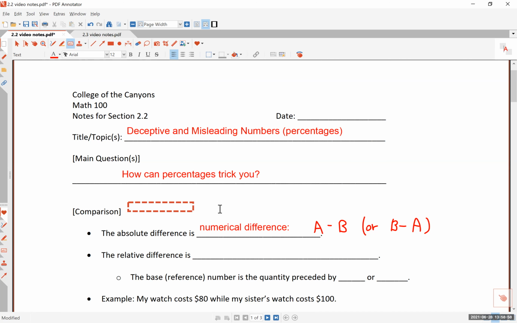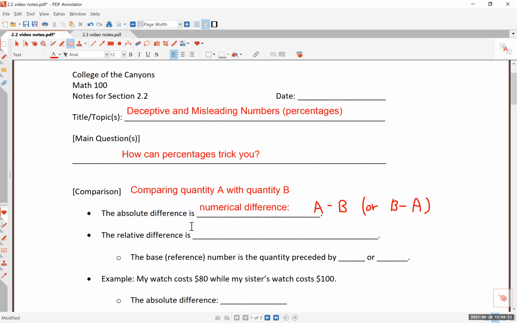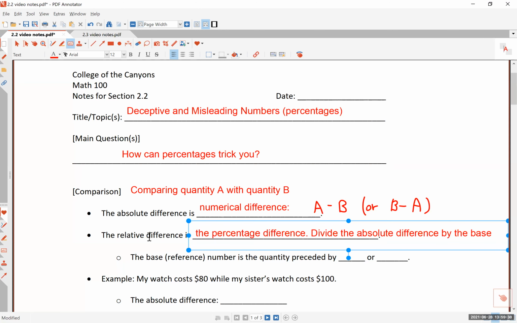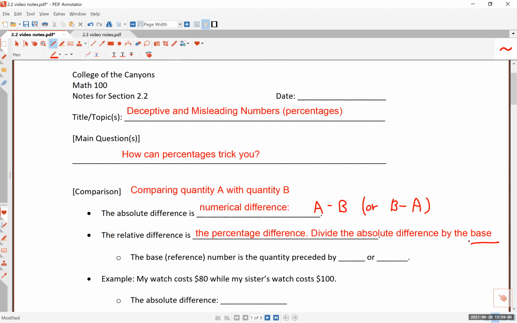And I should mention here, when I say comparison, I am comparing quantity A with quantity B. So there are two numbers given. The absolute difference is just the difference between those two. But the relative difference is something not absolute, something more relative than that. And that just means it's the percentage difference. So you divide the absolute difference by the what? By the base number. Now, what is the base number? That's the tricky part. And what makes the relative difference relative is exactly this part. What is the base? Depending on which base you use, the relative difference will be different.